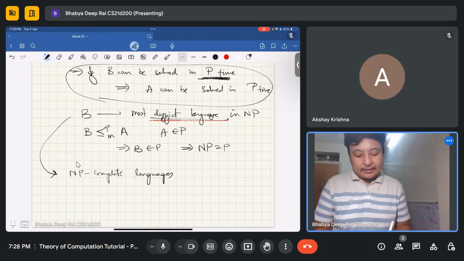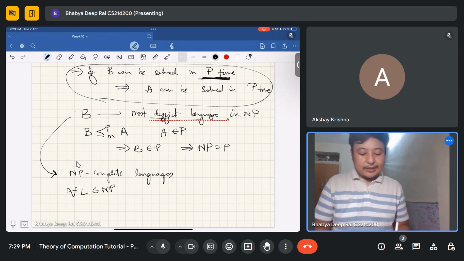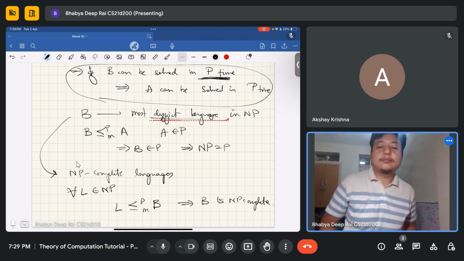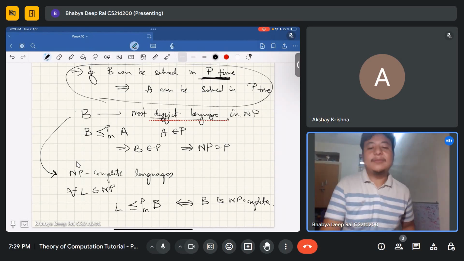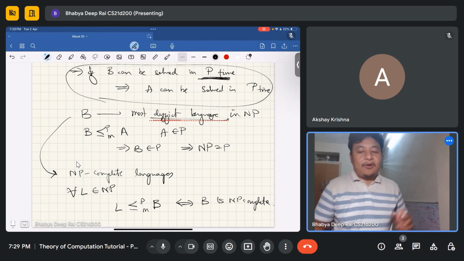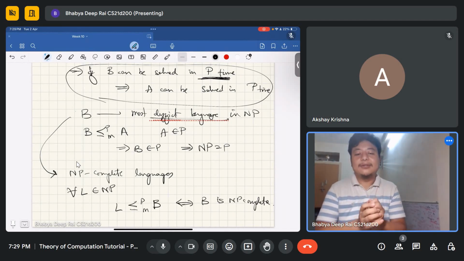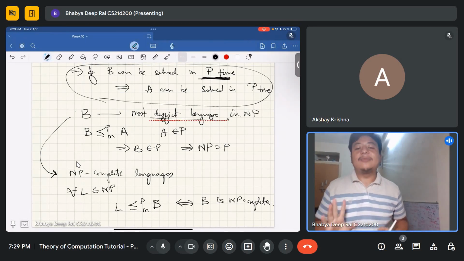How are they defined? They are defined as follows. For any language L in NP, if L many-one reduces to B, then B is NP complete if and only if B is NP complete. So all the languages in NP boil down to this NP complete language. Then it is called NP complete.